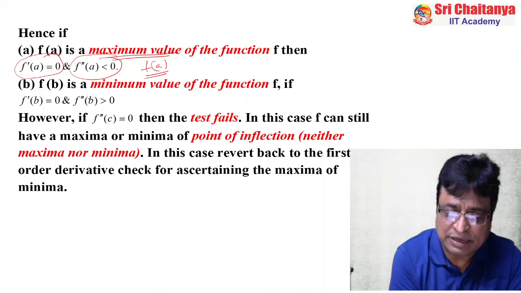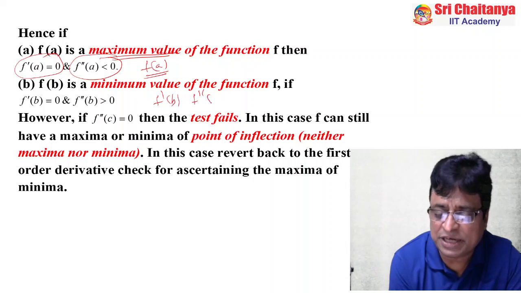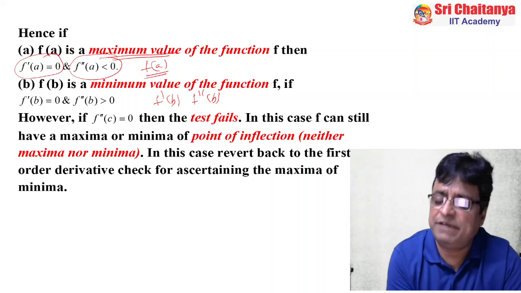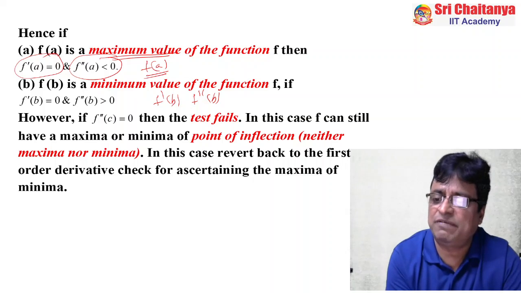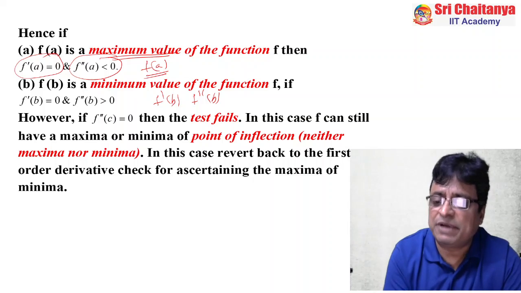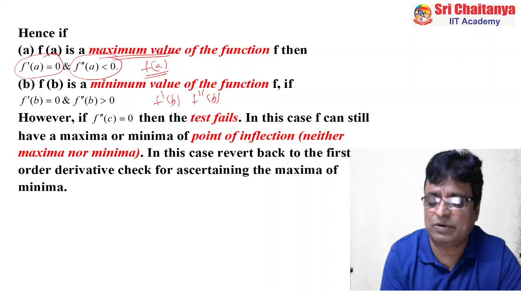And if f dash b equal to 0, and f double dash b means second derivative, f dash b means first derivative. F dash b means if y is equal to f of x, f dash b means dy by dx at x is equal to b. F double dash b means if y is equal to f of x, that is d square y by dx square at x is equal to b.